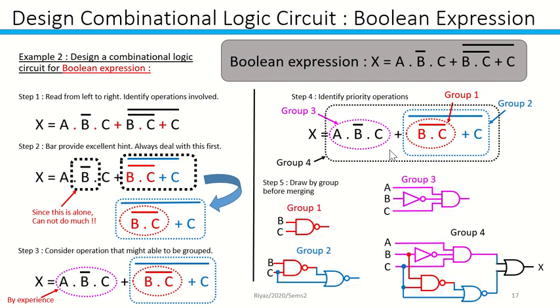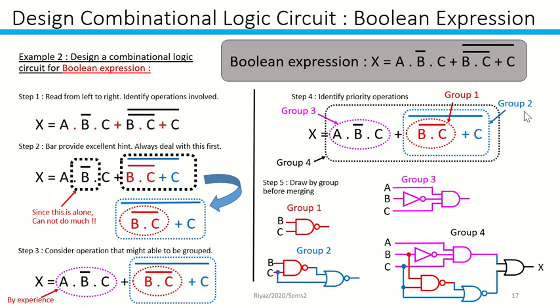Next we're going to draw it. In step 5, you draw group 1, which is b dot c bar. This is more similar to the AND gate, so you're going to have it such a way. So this is the first one, the red color.